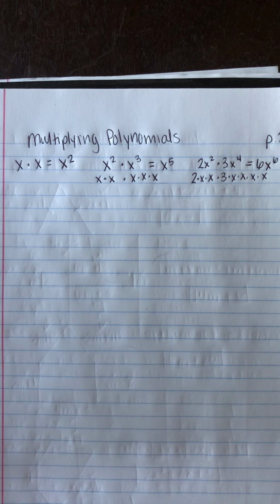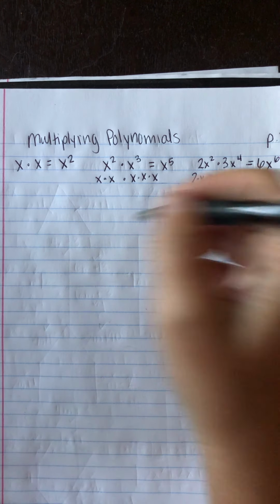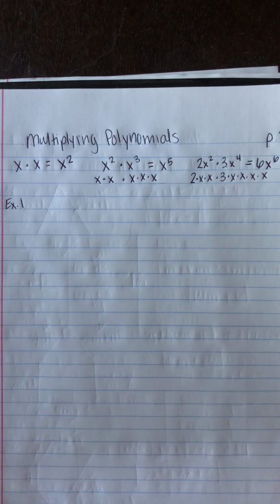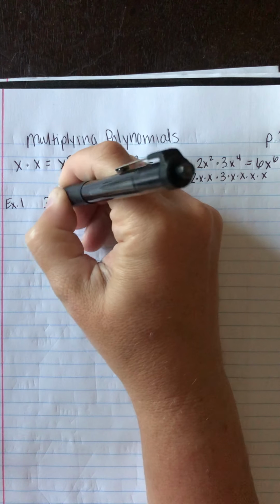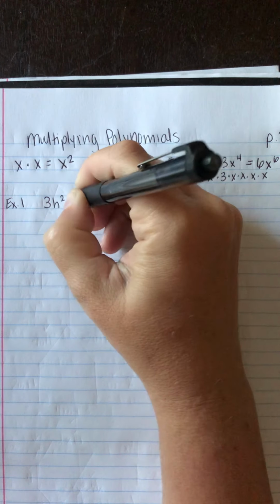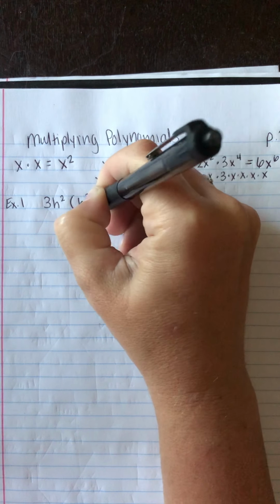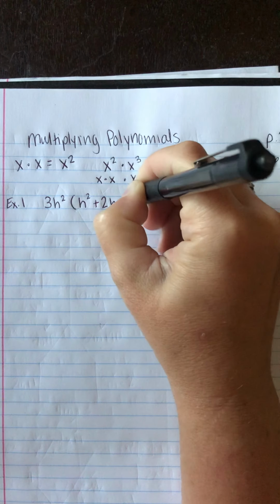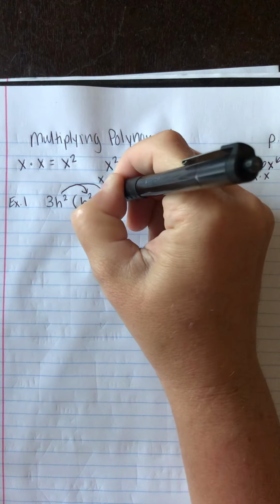So that's the basics of what we're going to be talking about today. We're going to do 4 different types of examples that you're going to see on IXL. The first type of example is going to be just a distributive property problem. So you're going to see something like 3h squared, and then in parentheses you might have h squared plus 2h minus 1. All right, and so we're just going to use distributive property here.